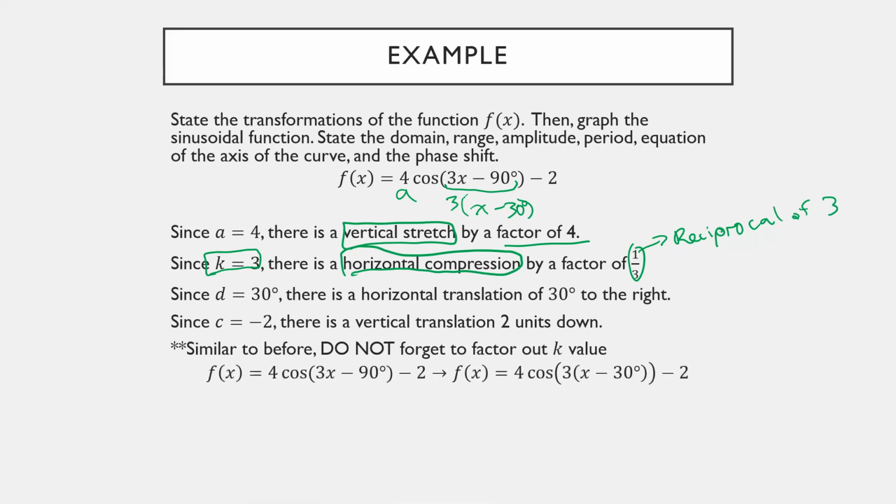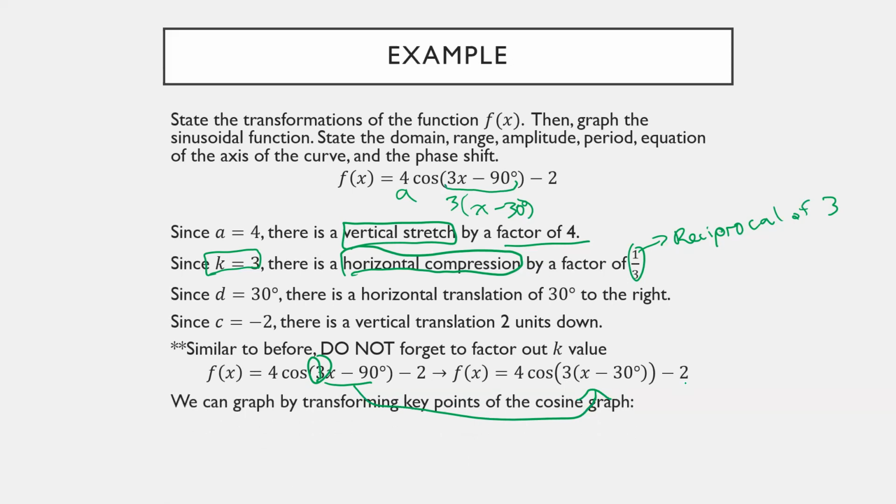So again, don't forget that you always have to factor out the k value. Notice what I did here is I simply factored out the k value of 3 from the input. This ended up giving me 4 cosine of 3 times x minus 30 degrees, minus 2. You graph this by transforming the key points of the parent function, but notice that the parent function in this case is not sine, it's cosine. It's the same idea as before.